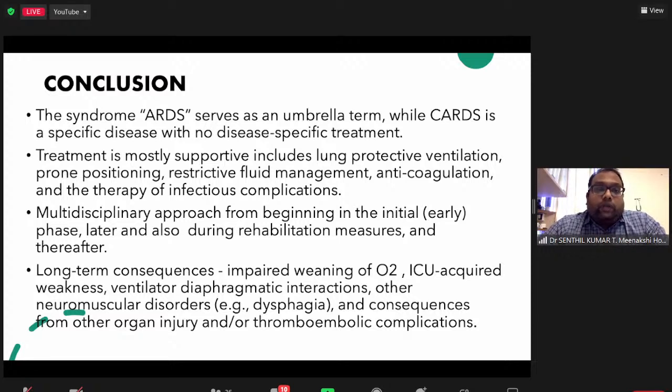All these things have to continue. And a multidisciplinary approach is much more helpful right from the initial phase, during the rehabilitative measures, and thereafter. Long-term consequences include impaired weaning from oxygen therapy, ICU-acquired weakness, ventilator damage, diaphragmatic dysfunction and other neuromuscular disorders, other organ injuries, and thromboembolic complications. These are all the long-term consequences, adding more and more mortality to COVID patients.